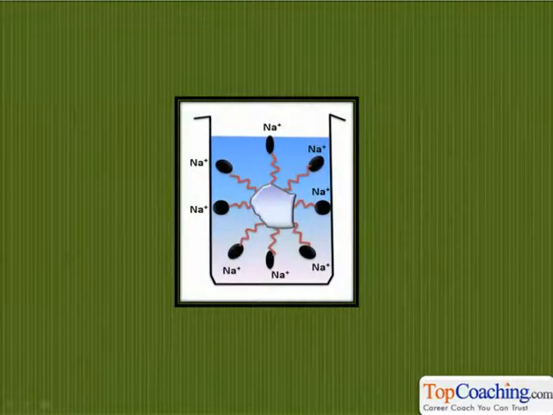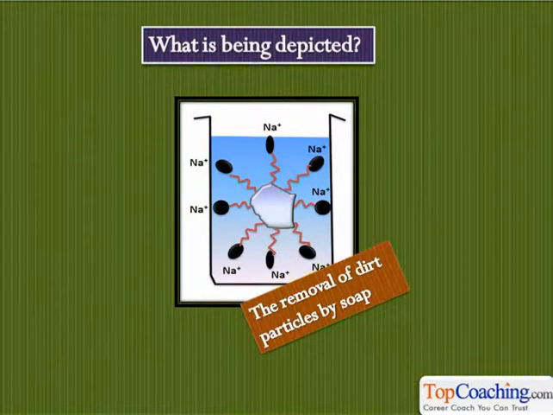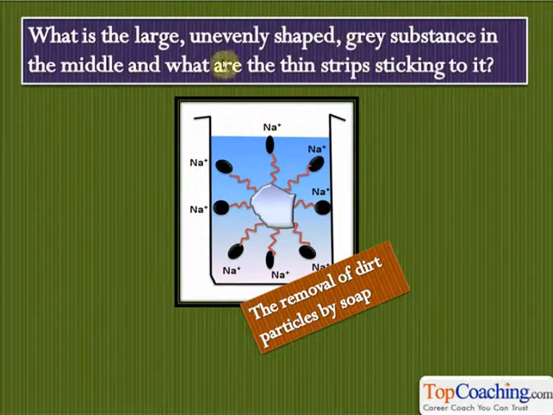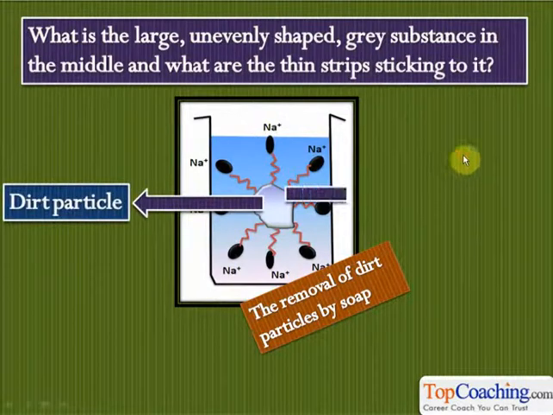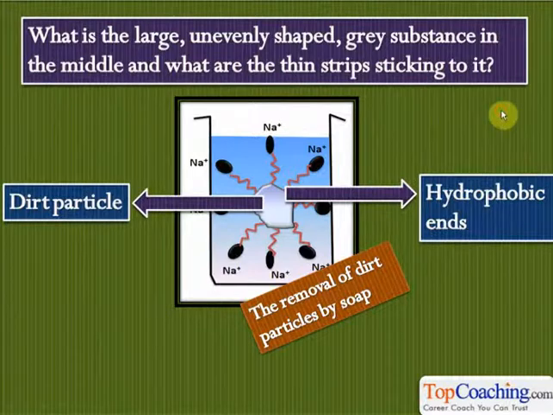Here's the picture. The first part says, what is being depicted? Clearly, the removal of dirt particles by soap is being depicted in this picture. You can see that different soap molecules have surrounded the dirt particle and they are trying to remove the dirt particle. What is the large, unevenly shaped grey substance in the middle, and what are the thin strips sticking to it? Clearly, the grey substance in the middle is the dirt particle. The thin strips sticking to it are the hydrophobic ends of the soap molecules.